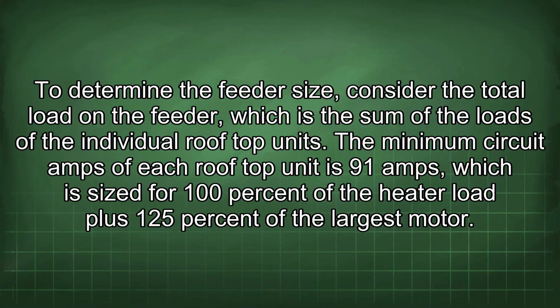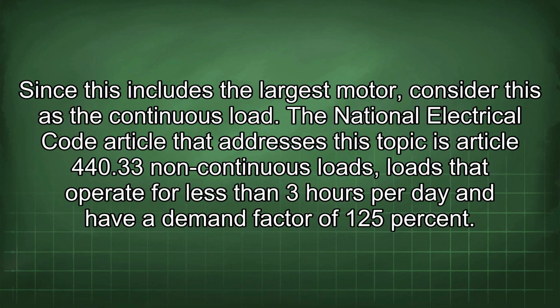To determine the feeder size, consider the total load on the feeder, which is the sum of the loads of the individual rooftop units. The minimum circuit amps of each rooftop unit is 91 amps, which is sized for 100% of the heater load plus 125% of the largest motor. Since this includes the largest motor, consider this as the continuous load.